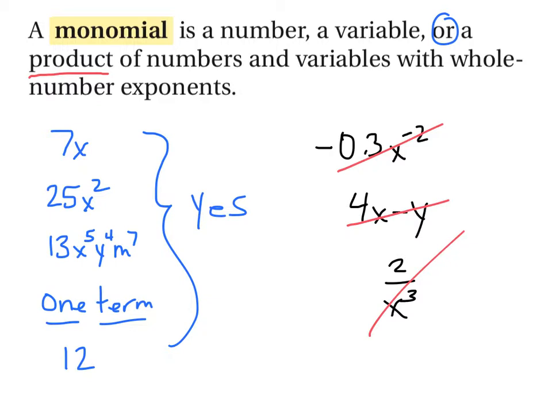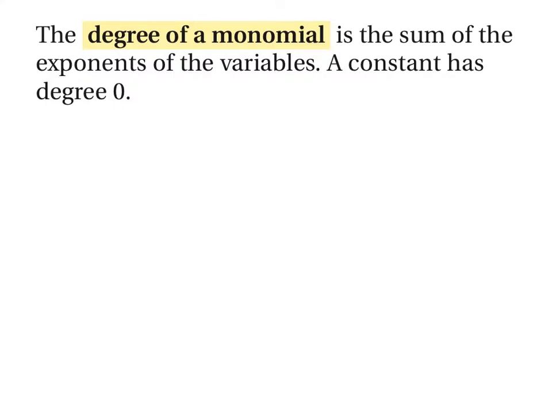So once you figure out that you have a monomial, there's some things that we can determine about those monomials. Let's take a look. Here's another new vocabulary term. The degree of a monomial is the sum of the exponents of the variables. A constant has a degree of 0. So if it's just a number, the degree is automatically 0. But for monomials that have variables, we are going to add up all of the exponents of the variables. Okay?